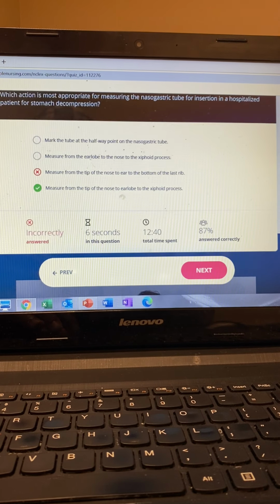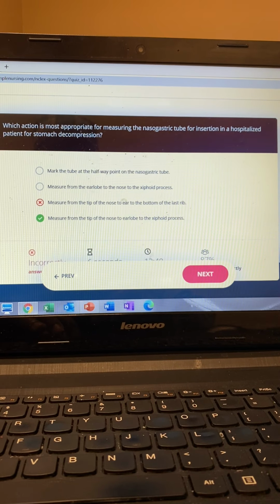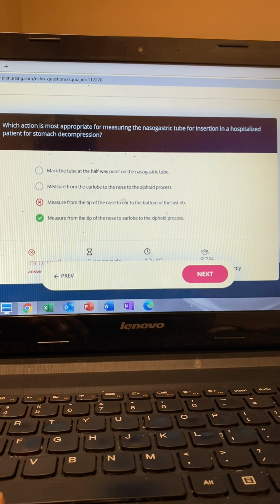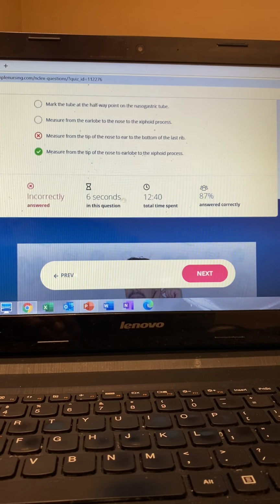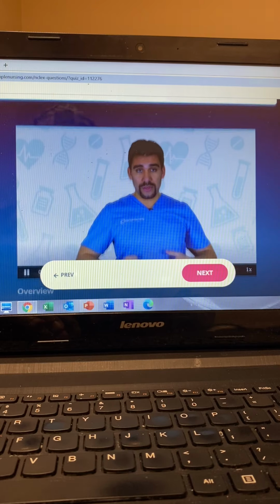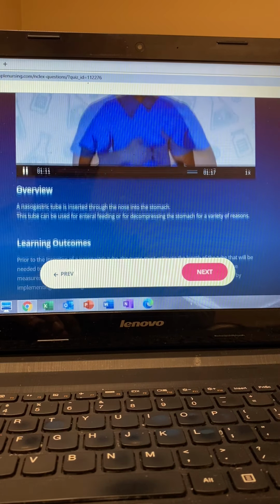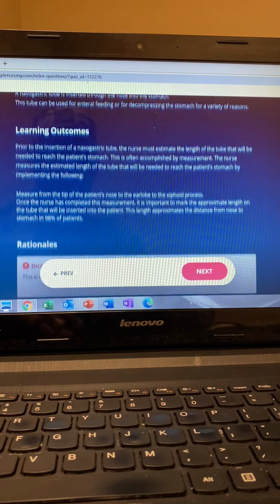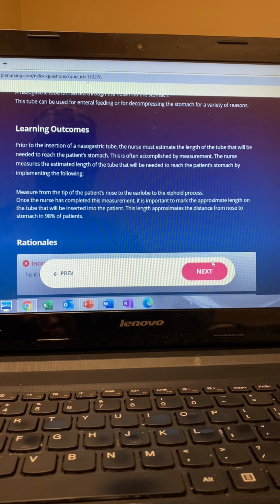So option number 4 is correct. So one more time here. Tip of the nose, around to the earlobe, ending at the xiphoid process where the ribs meet right here. Okay, that wraps it up. For more details and test tips, please see the rationale below.